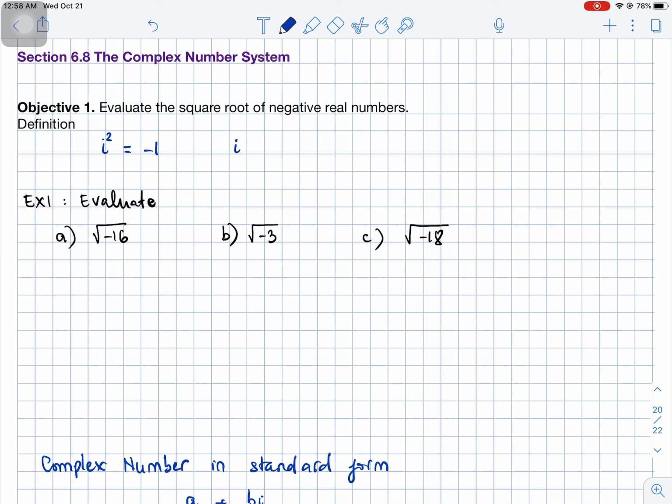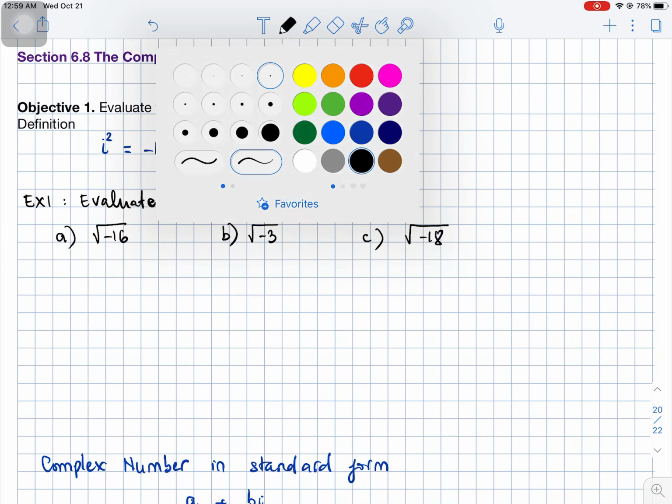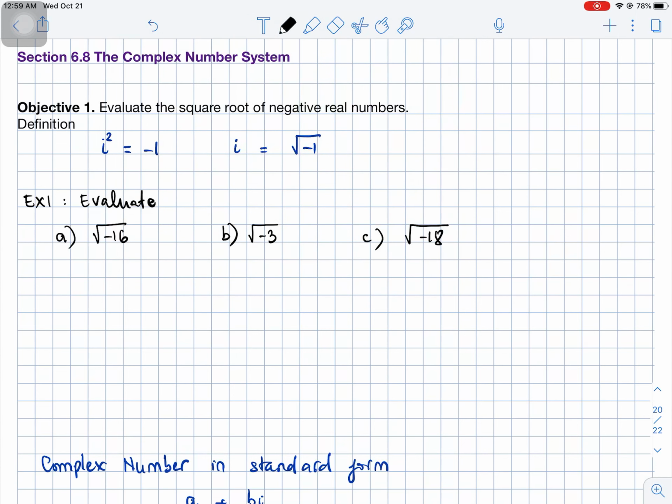Section 6.8 The Complex Number System. Objective number 1. Evaluate the square root of negative real numbers. Before we do this, let's go over the definition. We have i squared is negative 1. If we take the square root of both sides, it means that we will get i equal to the square root of negative 1.